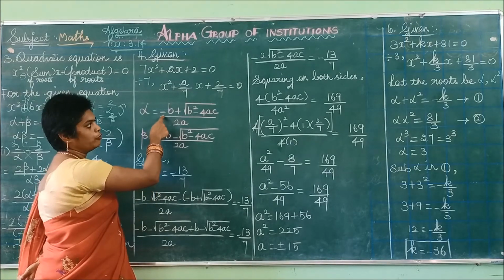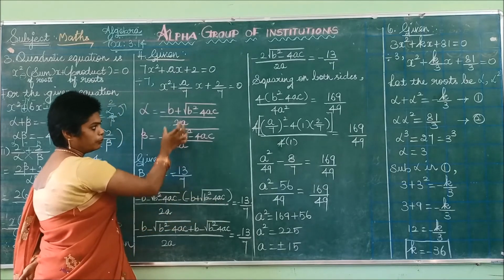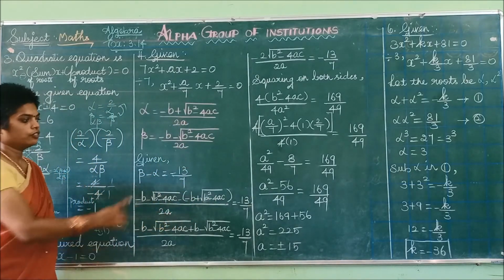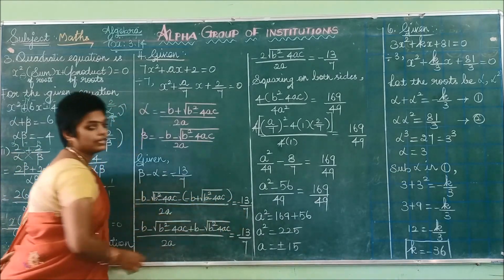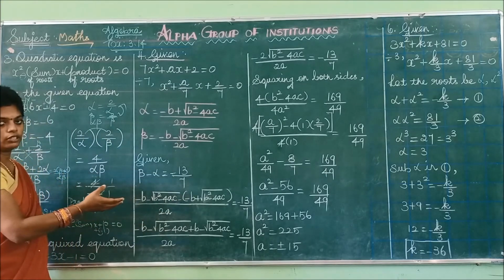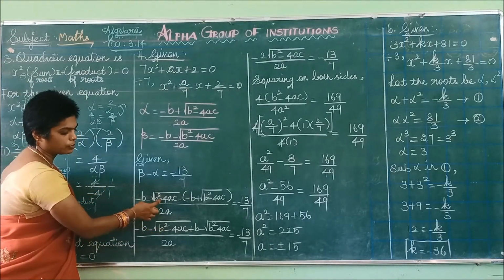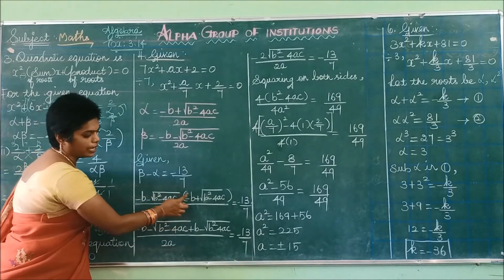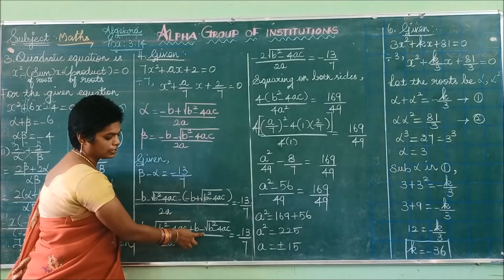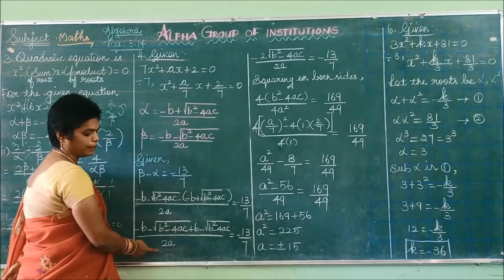What is the alpha value? Minus b plus square root of b square minus 4ac. Both the denominators are same, so you can take the denominator common, 2a, which is equal to minus 13 by 7. Then you can multiply this negative sign throughout the value. So minus b minus square root of b square minus 4ac, minus into minus is plus b, minus into plus is minus square root of b square minus 4ac, divided by 2a.